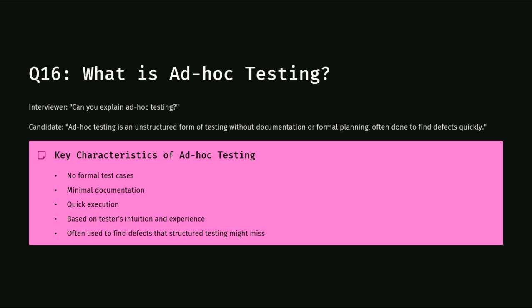Candidate: Ad hoc testing is an unstructured form of testing without documentation or formal planning, often done to find defects quickly. Right? The key characteristics of ad hoc testing are no formal test cases, minimal documentation, quick execution based on testers' intuition and experience, and often used to find defects.